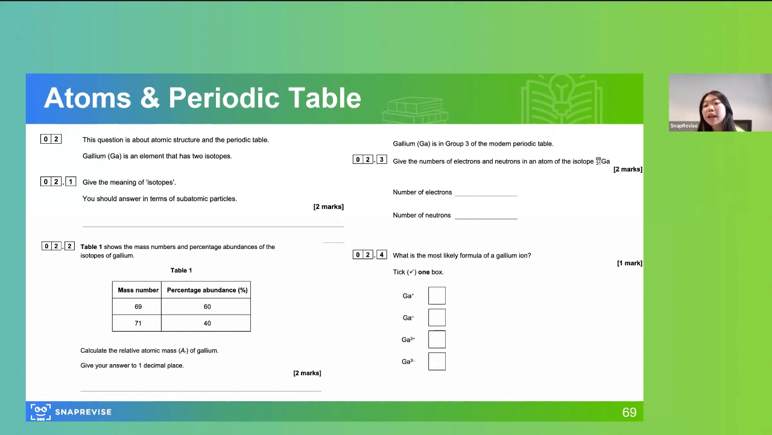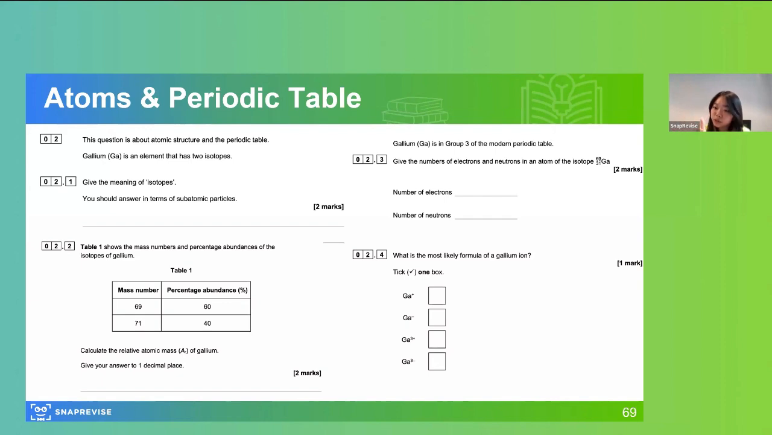The third question: give the number of electrons and neutrons in an atom of the isotope gallium 69 and 31. So this is what I meant with the number on top and the number on the bottom. Bottom number is atomic number. Top number is mass number. It's asking you for the number of electrons. We already know that atomic number is the number of protons, and I've also said the number of protons is the same as the number of electrons when it's just the atom itself. So the number of electrons is simply 31.